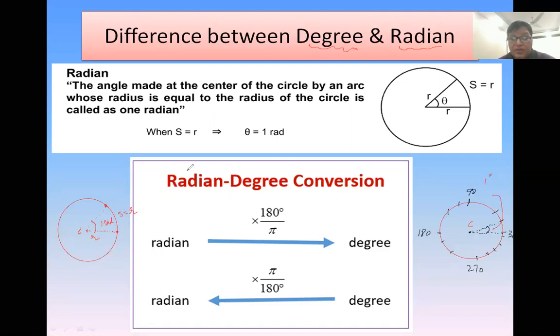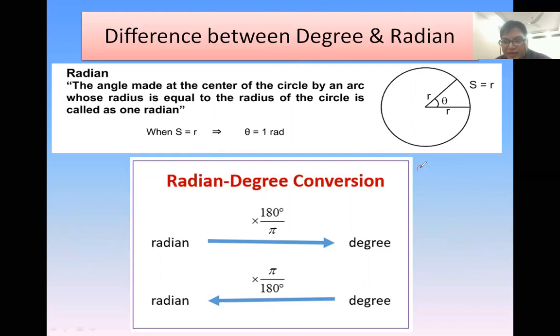And look at one comparison. Although it is not in our syllabus, it is for your more clearance of the lecture. If the arc length is R, then what should be the angle? It should be 1 radian. And if it is 2R, then what should be the angle? This is 2 radians. Okay, very clear. Against 1R, it is 1 radian. Against 2R, it is 2 radians. And so on.